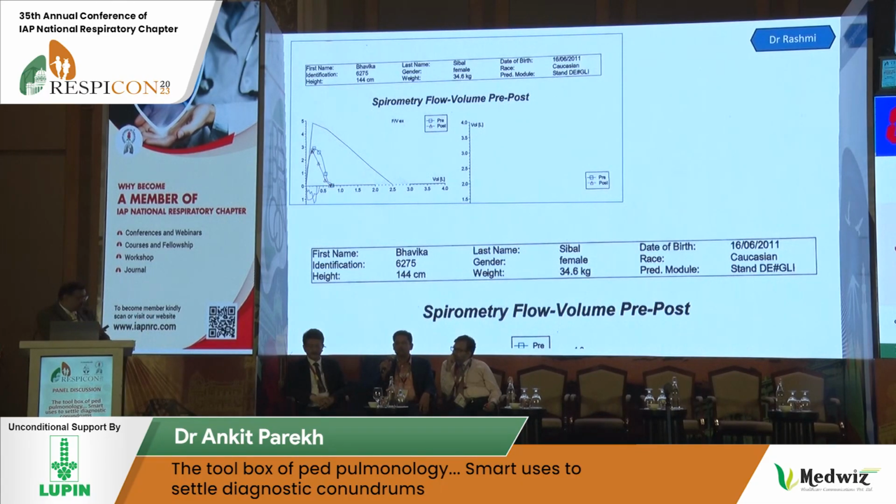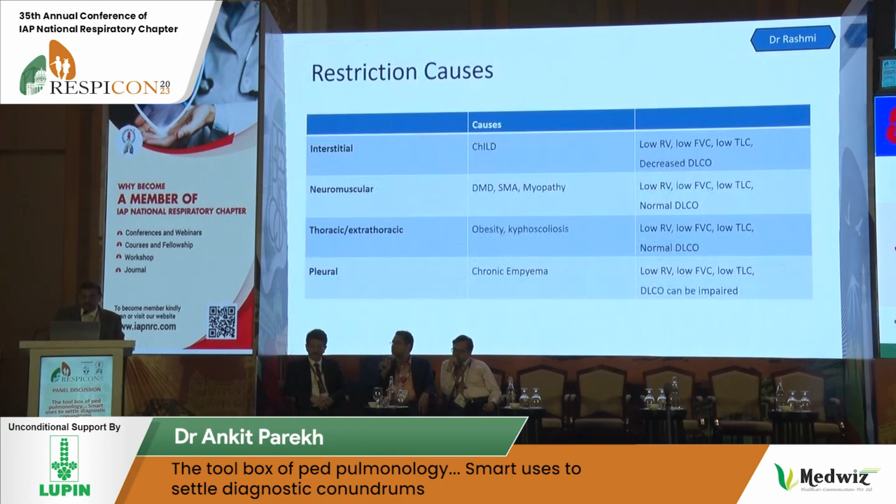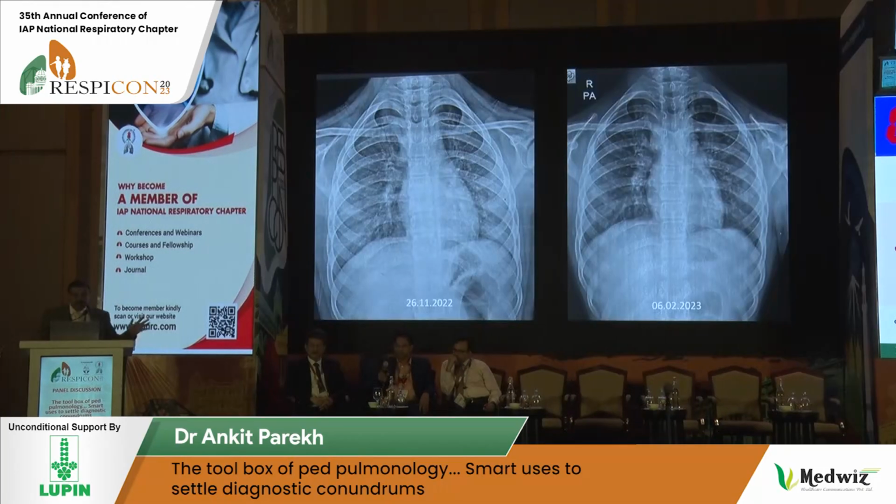Somehow that graph has disappeared from here. But these values were quite low. The FEV1 and FVC ratios were normal, but the FEV1 and FVCs both were in the range of 30%. So this was actually not a child who was possibly having asthma, and it was a child who was possibly having a restrictive lung disease. So these would be interstitial, neuromuscular, thoracic, extrathoracic, or pleural. We'll not go into much of detail because I'm just running out of time.